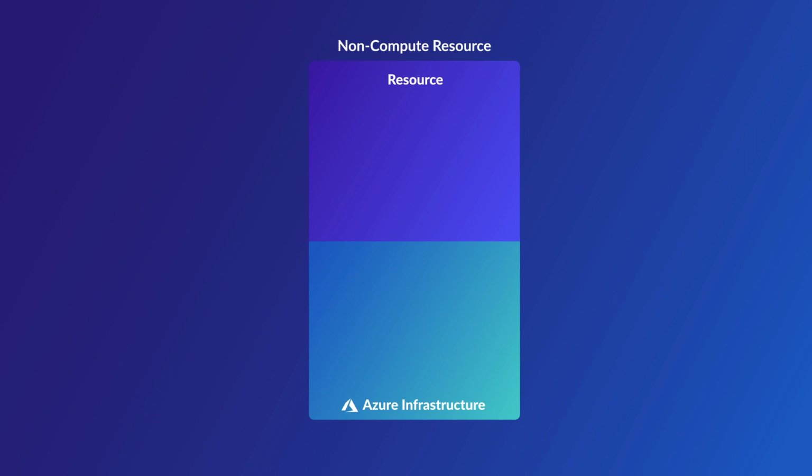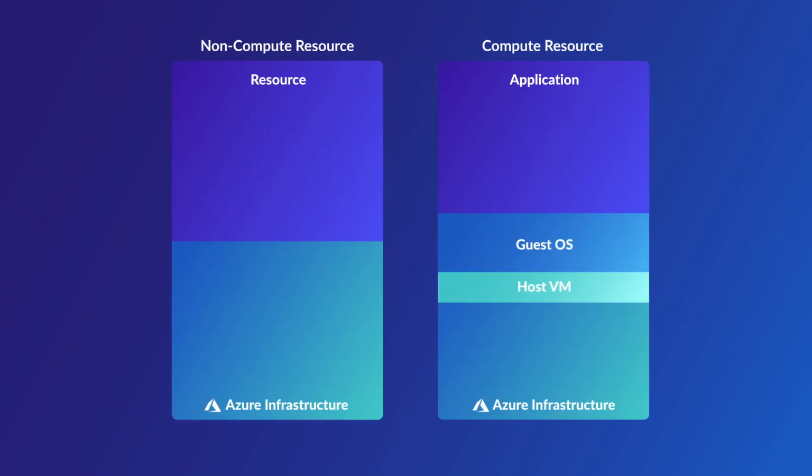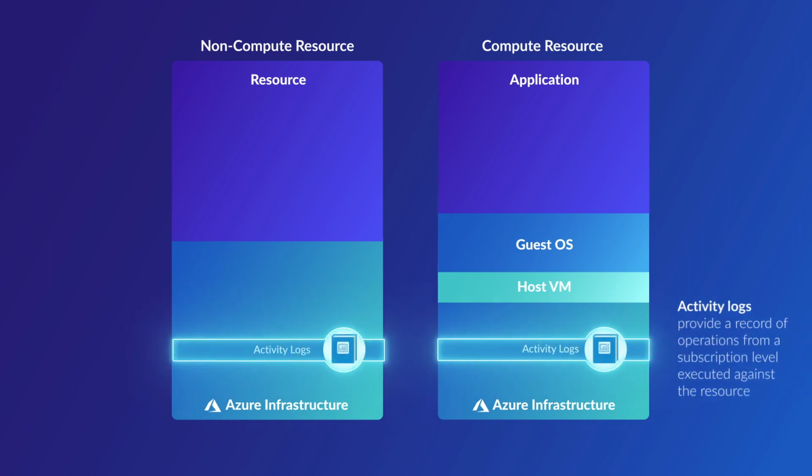they are monitoring. Here we have a non-compute resource, which is tightly integrated and delivered through Azure providers. For example, a network security group. Next to this, we have a compute resource. This is a virtual machine with a GuestOS like Windows or Linux and has an application installed like IIS or Apache. Activity logs provide a record of operations from a subscription level executed against the resource. For example, when administrative tasks are performed on the resource like creating a resource or updating the properties of an existing resource, this will generate an event in the activity log.